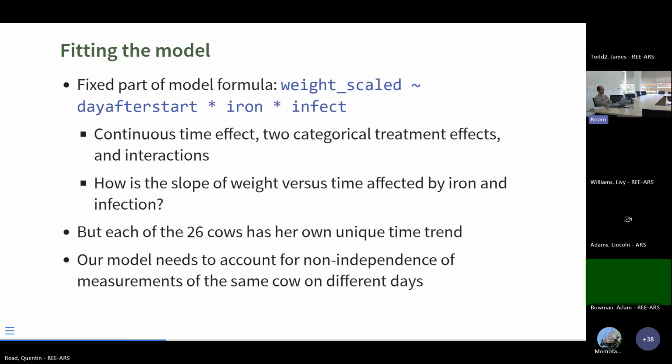But here's the thing, that's going to get you most of the way there. But what about the non-independence of measurements within individual cows? Each cow has her own unique time trend, and our model needs to account for that. The measurement of the same cow on different days is not independent.